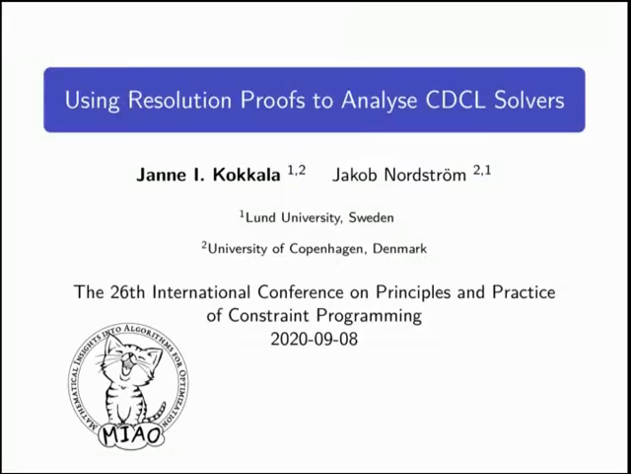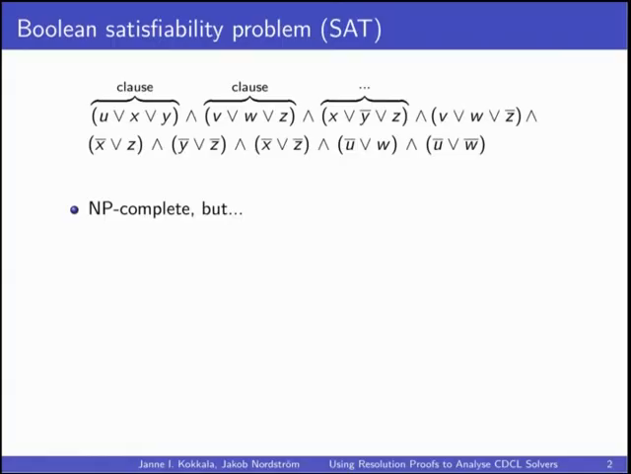I am Janne Kokkola. This is joint work with Jakob Nordström, who leads the MIAO research group at the University of Copenhagen and Lund University. So here is an example instance of the SAT problem. We have a Boolean expression in CNF form, where we have a bunch of clauses, and the question is whether we can assign values to the variables so that each clause is satisfied.